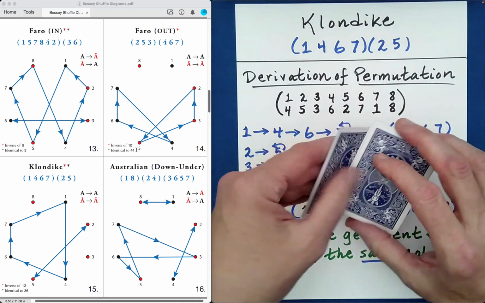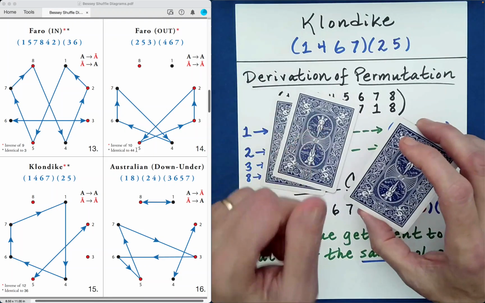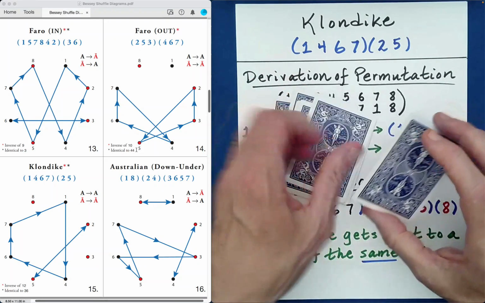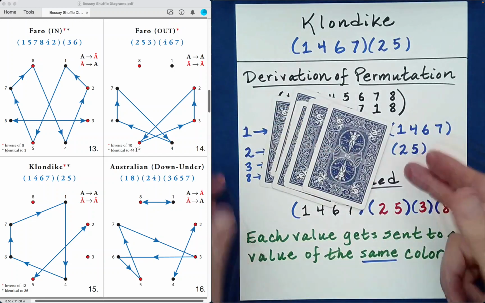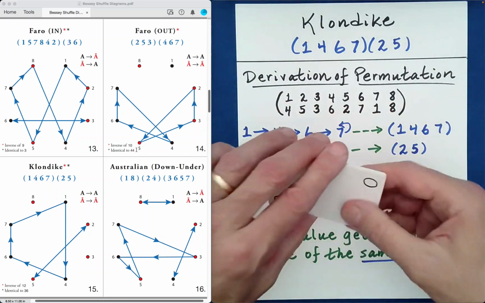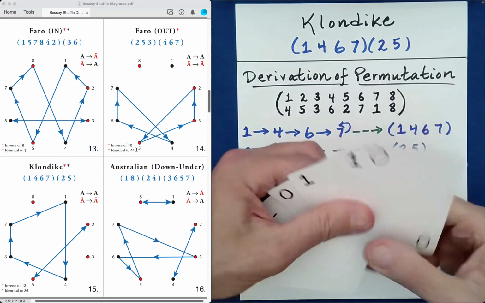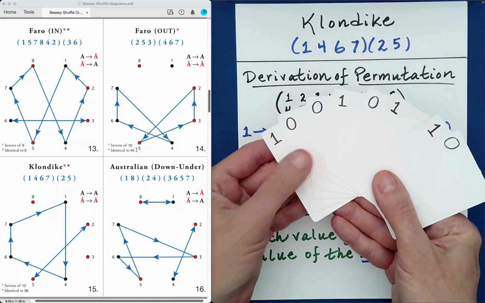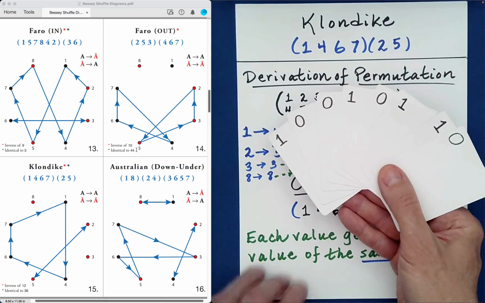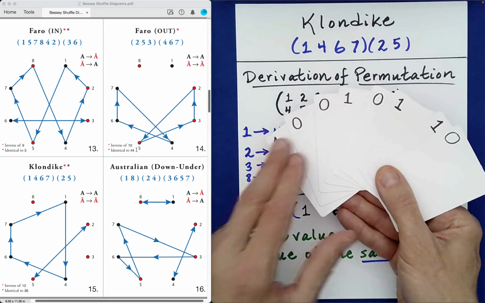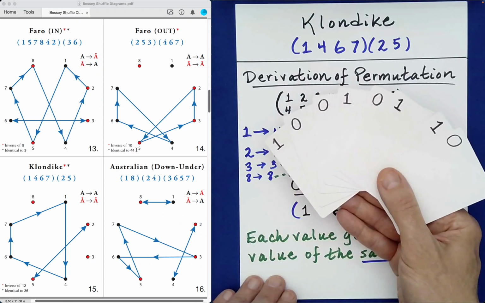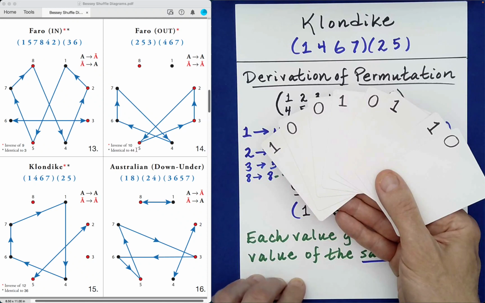So the Klondike, top and bottom come off as 1, top and bottom come off as 1, top and bottom, and then the last 2 go on top. So what we should get back is 1, 0, 0, 1, 0, 1, 1, 0. And that's exactly what we get back. Now we need to realize that the cards labeled 1 here are moving around among themselves. They really are switching places.